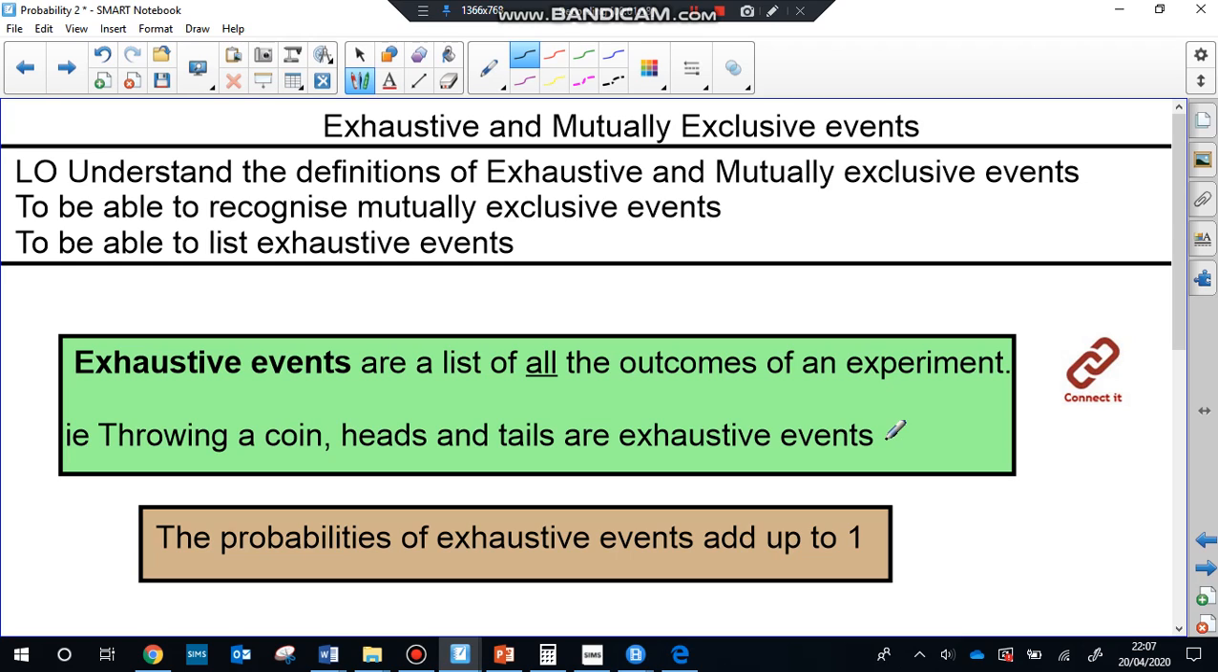Okay. What do we need to learn about that? Well, we need to understand that the probabilities of exhaustive events will always add up to 1. Okay, because it is certain that when you throw a coin, you will get a head or a tail. You are not going to get anything else. So they're the only things that can happen. So those two probabilities must add up to 1. So please get this into your notes, pause the video, make sure you've got that written down somewhere so you understand what's going on.